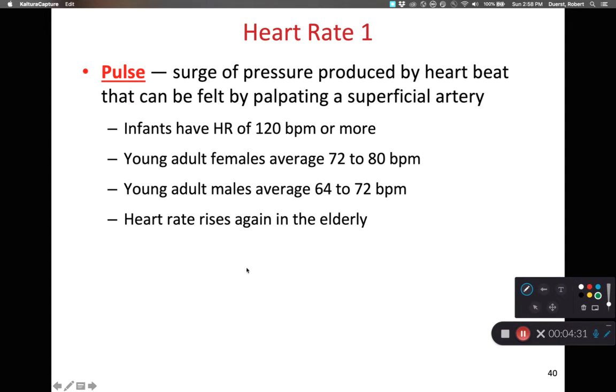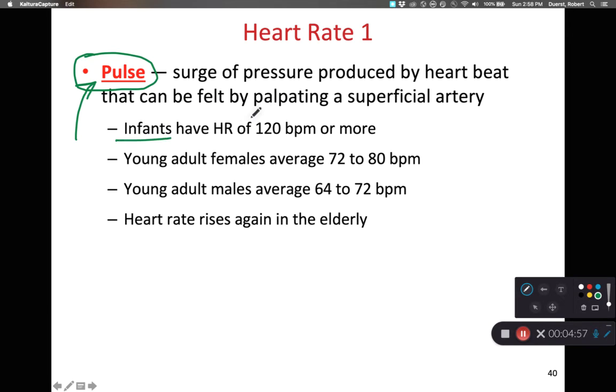Our heart rate is going to reflect the beats or compressions of the left ventricle, and they can be referred to as a pulse. This pulse that we feel traveling through our arteries is a surge in blood pressure that can be palpated, or felt, for a medical purpose. These pulses are typically referred to as just a beat or a heart rate.